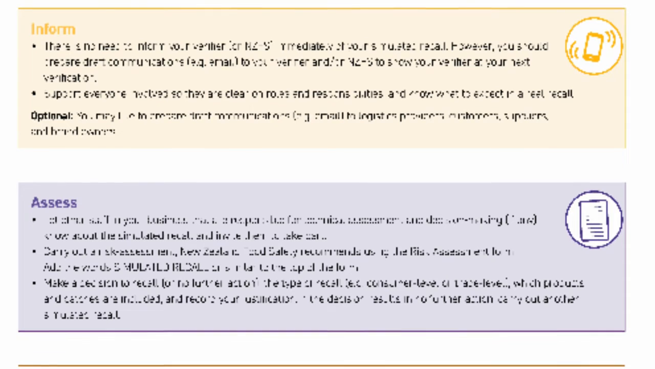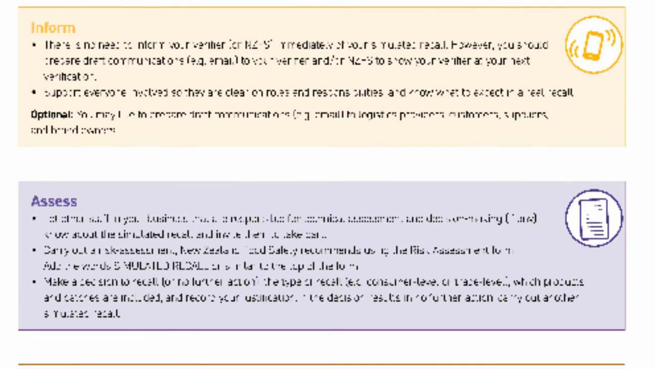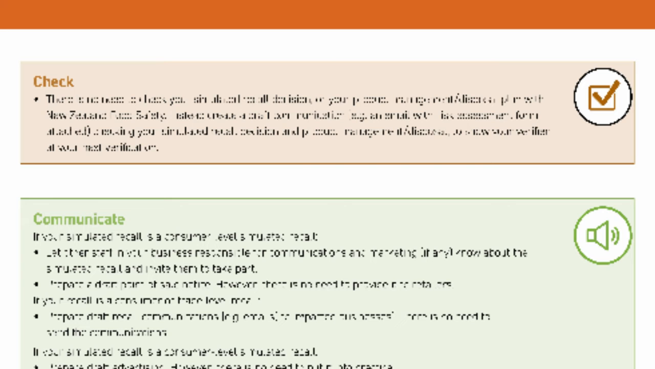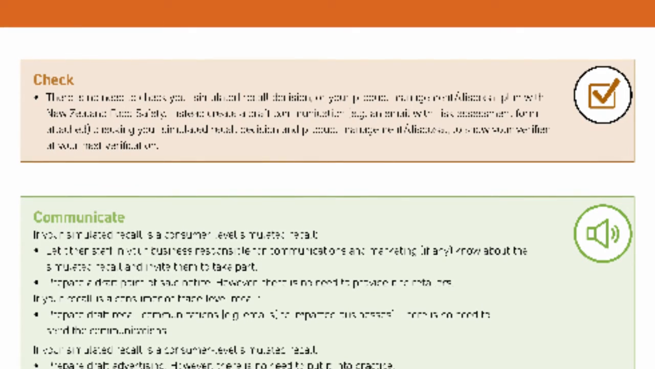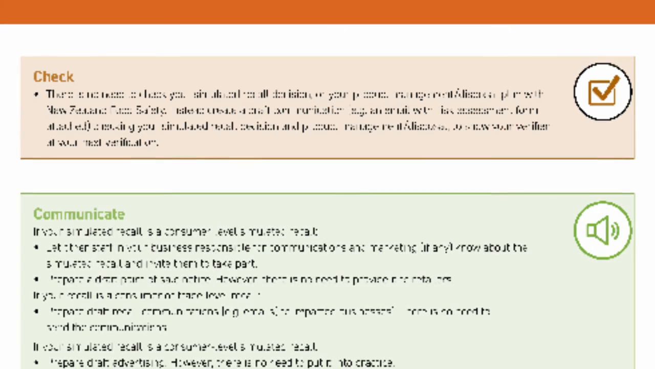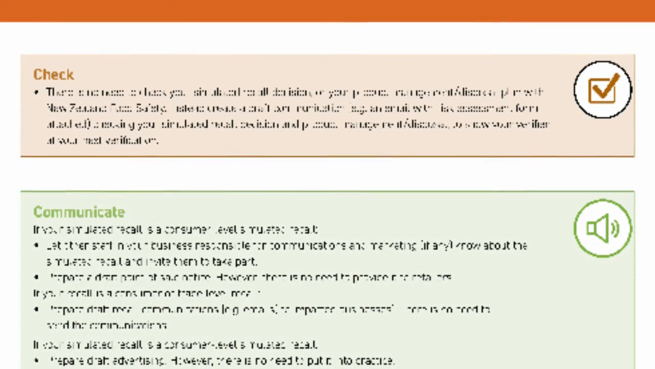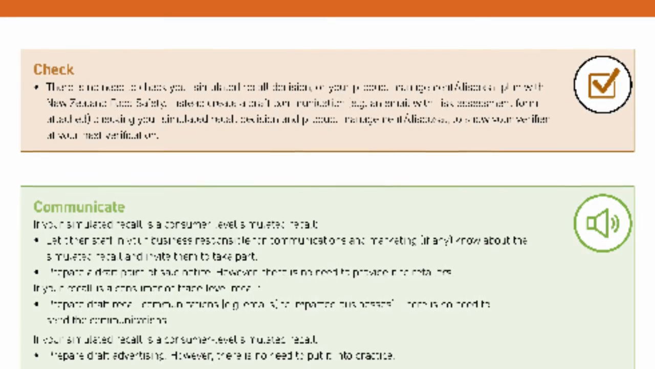Check. There is no need to check your simulated recall decision or your product management disposal plan with New Zealand Food Safety. Instead, create a draft communication, such as an email with risk assessment form attached, checking your simulated recall decision and product management disposal, to show your verifier at your next verification.